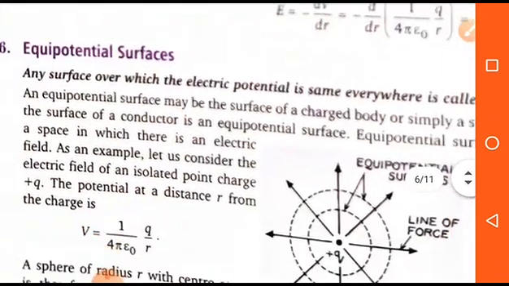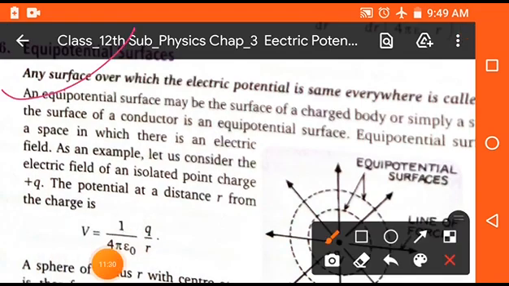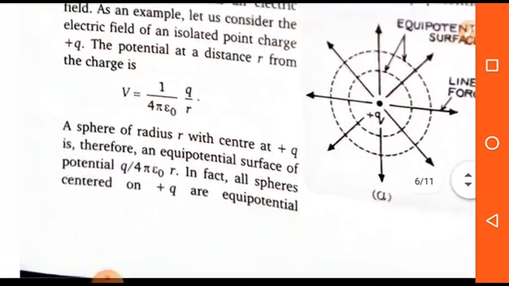Now the next topic is equipotential surface. It is also an important topic, and it is a common definition of electric potential. Any surface over which the electric potential is the same everywhere is called an equipotential surface. You can also see from the diagram that the outer surface and the inner surface are both equipotential surfaces, because at each point of these surfaces the potential is the same everywhere. That's why it is called an equipotential surface.